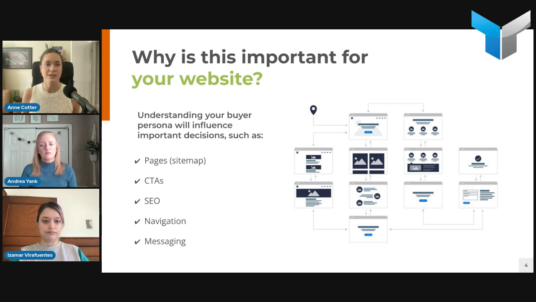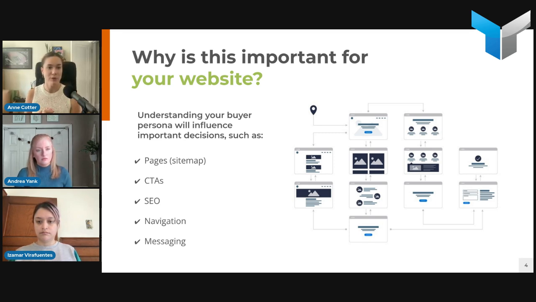So, leaning into that a little bit more, why is this important for your website? So, for one, it can influence what pages you include. So, for example, do they need specific resources available on their website? Do they need specs sheets available? If they're really research or education focused, do you need to have a blog or some other kind of resource hub? Obviously, you're going to have probably all of your core offerings on your website, but what else kind of supplementary information might you need to include on your website to help that person make a decision or find what it is that they're looking for?